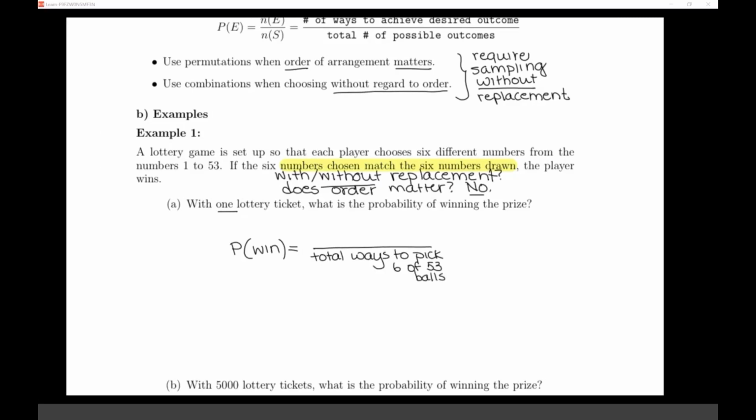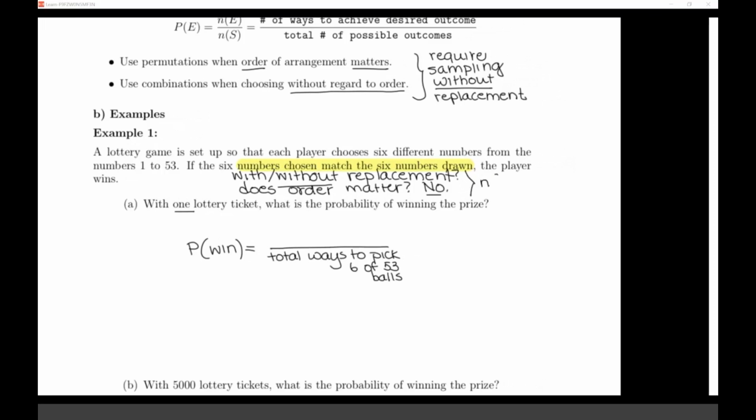Okay, and we said we're going to count with combinations because order doesn't matter and we're counting without replacement. The numerator is the one way to pick the 6 winners. You've only got one way to win: you have to match all 6 of the balls that are drawn. So my numerator's easy. That's a 1. And the denominator is 53 balls, and I want to choose 6 of them.